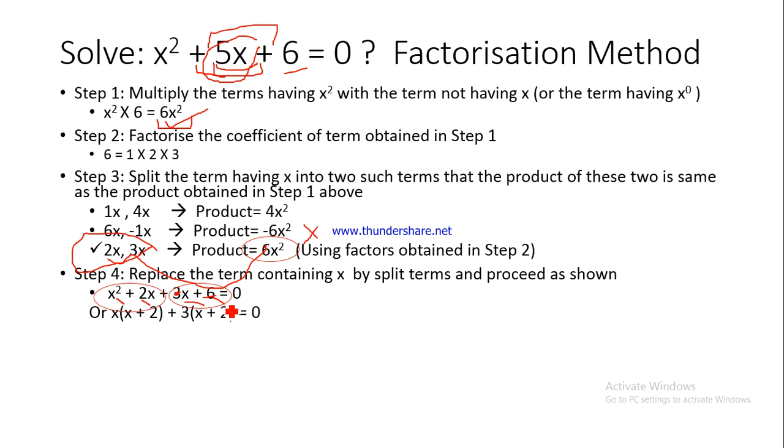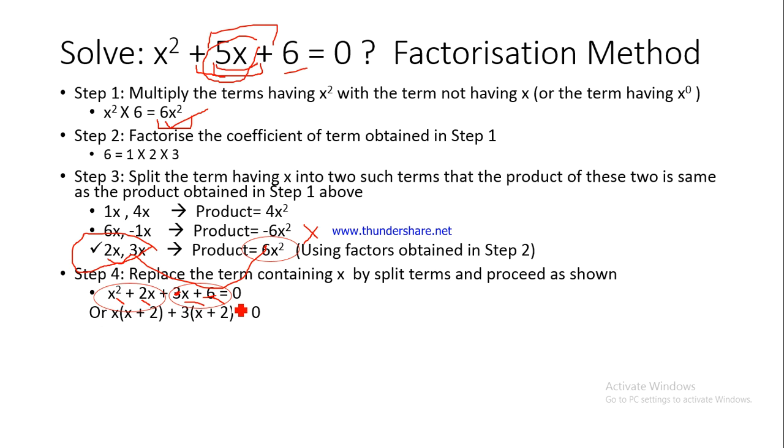Is this okay? If you are not sure that you have done it in the right manner, you can go in the opposite direction. What you do is you start multiplying this. You should get this. So x into x is x square, perfectly fine. x into 2 is 2x, perfectly fine. 3 into x is plus 3x. 3 into 2 is plus 6, which means you have done it in the correct fashion, right?